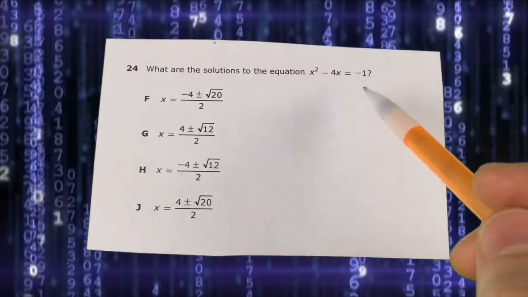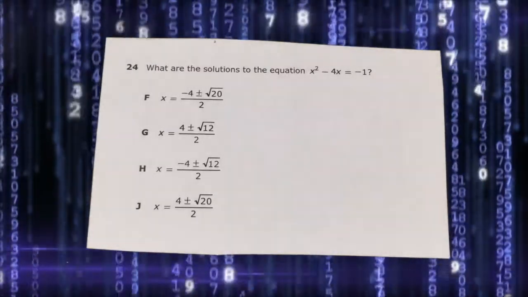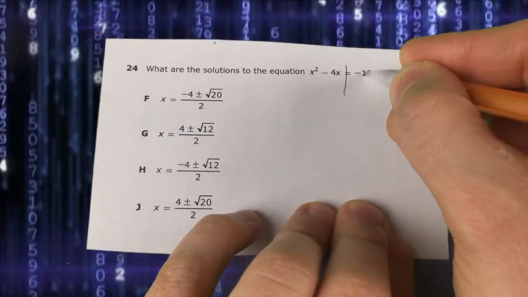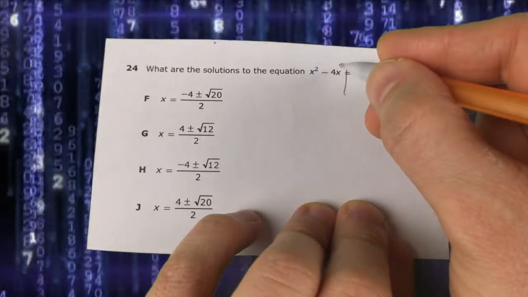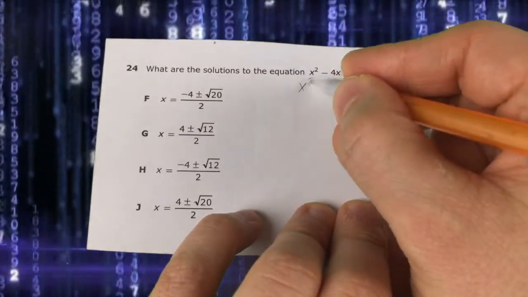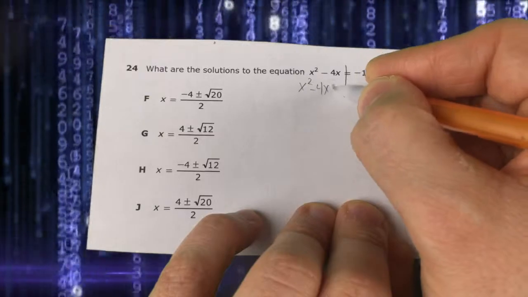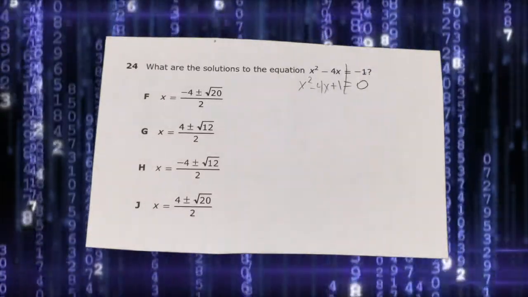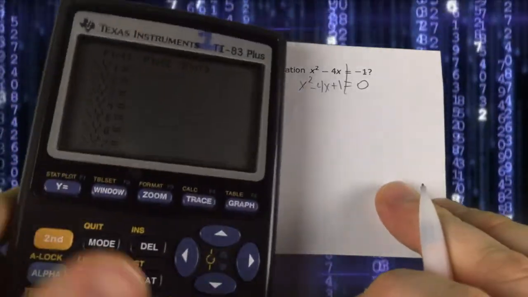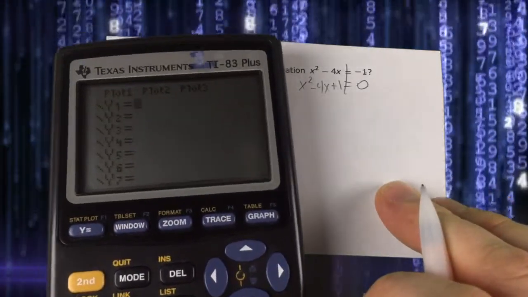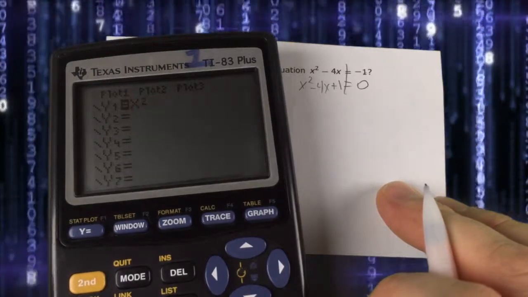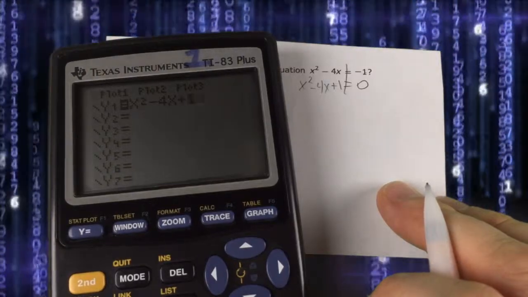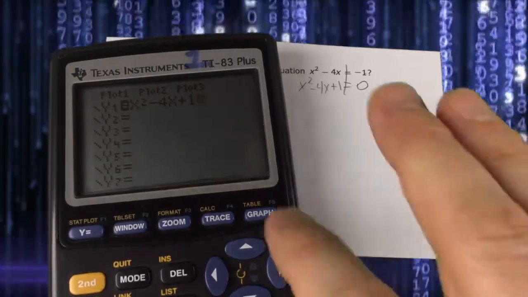Okay, so first of all, if I'm going to put this in the calculator, I need to set it equal to 0. So I need this -1 to move over here. So what I end up with is x squared minus 4x plus 1 equals 0. I can put that in the calculator. Go to my y equals screen, and I put x squared minus 4x plus 1. Okay, now I can go ahead and graph it.